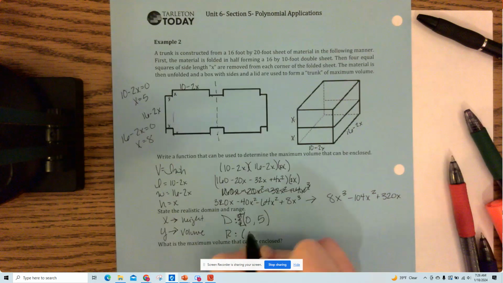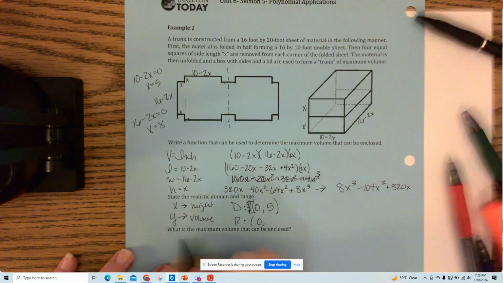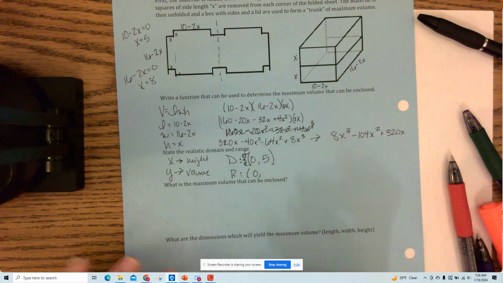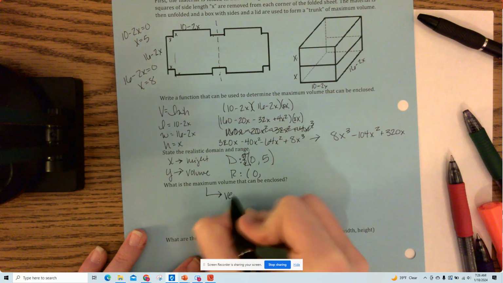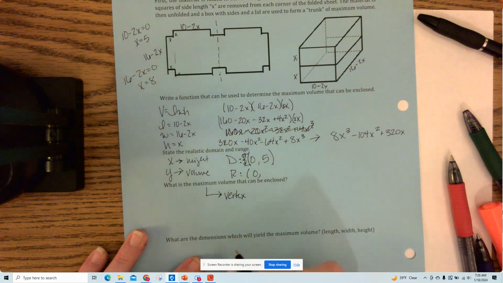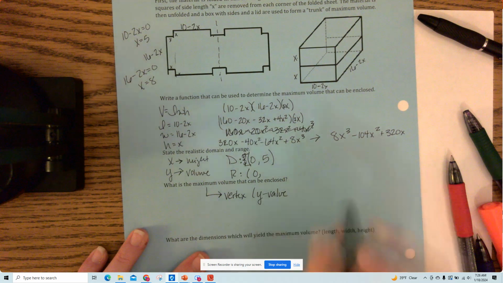So our range is going to be from 0. And then the biggest volume that we could have, so that's actually this next question. So we're going to do this next question. So the maximum is going to be the vertex of this thing. And it's the y value of the vertex, the highest point that it reaches.